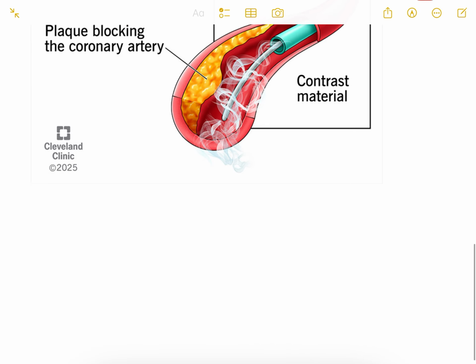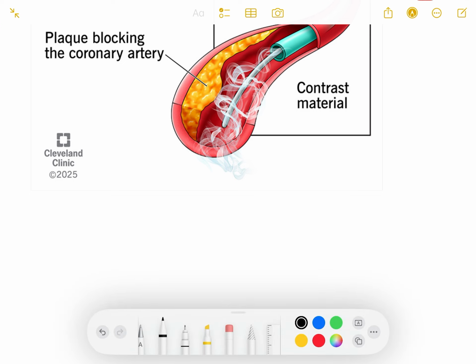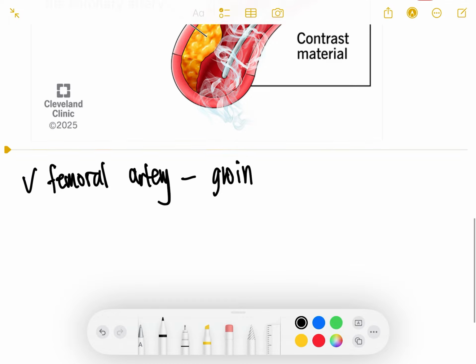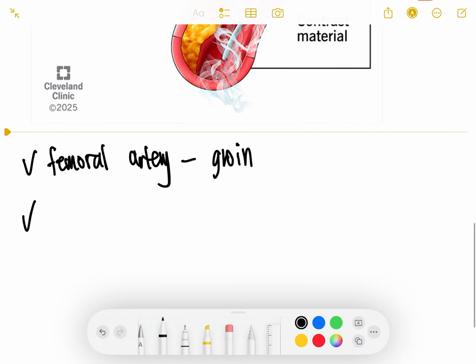Ano ba ang primary sites for insertion? What are the primary sites for insertion? You have the femoral artery. Where is the femoral artery located? This is located at the patient's groin or nasa singit. What else? Paano pag hindi patent or hindi pwedeng gamitin ang femoral artery? We can use the brachial or radial artery. So these are the common insertion sites.